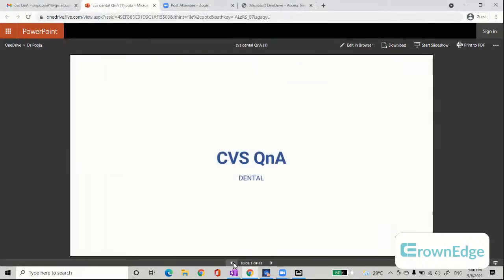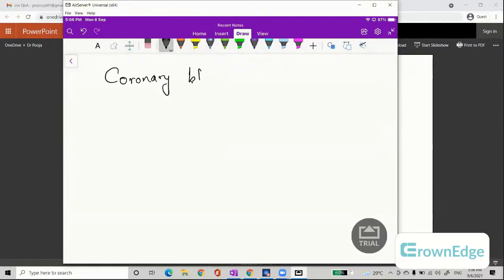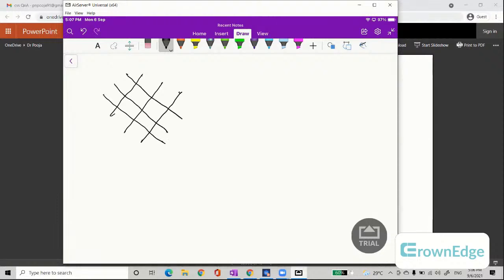The answer in this question is during the diastole. The answer over here is option B. Now, why does this happen? Remember, in the coronary blood flow, there are muscles in the heart which are present in a crisscross manner. And then you do have vessels in between the muscles, right?